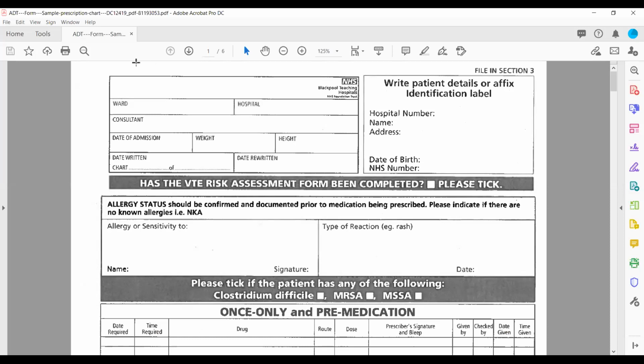So first of all, you will have the identification part, the top left part here. It will show you the identification of the patient. What are the wards, what is the hospital, the name of the consultant, the date of admission, the weight and height of the patient, and the date this chart was written. And here the patient information: his hospital number, his name, his address, date of birth, and NHS number, of course. Okay, so this is the first thing you have to fill in each drug chart.